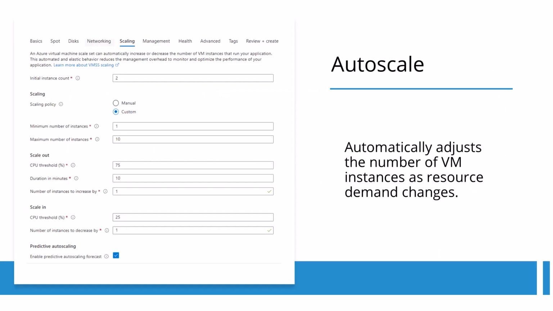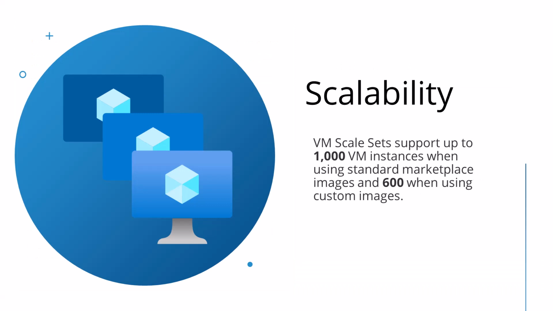The autoscale feature of VM scale sets can automatically adjust the number of VM instances as resource demand changes. And then lastly, they're designed to work at a large scale, supporting up to 1,000 VM instances for standard marketplace images, and I think it's 600 instances for custom images.